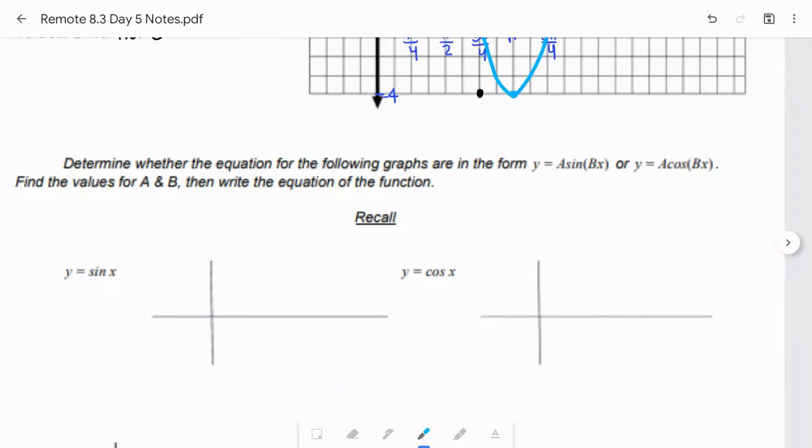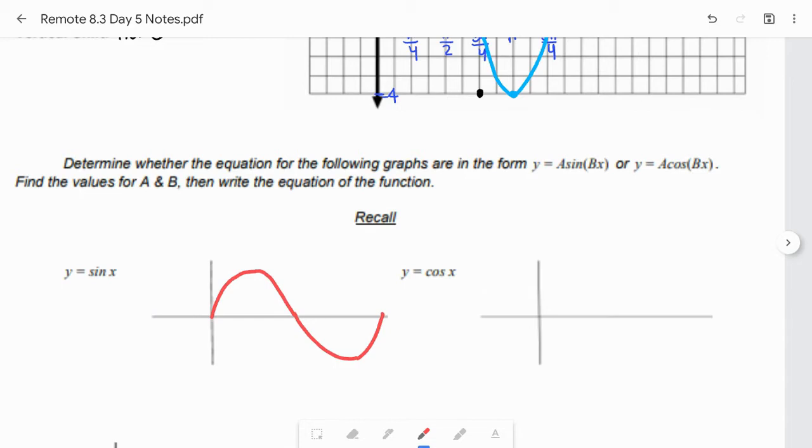Okay, so here we want to determine whether the equation for the following graphs are in the form of sine or cosine. And then we are going to find the values for a and b and write the equation of the function. So before we do that, let's just recall that our sine graphs start at 0, 0, and we reach a maximum, then we go back to the x-axis, we reach a minimum, and then once again we go back to the x-axis.